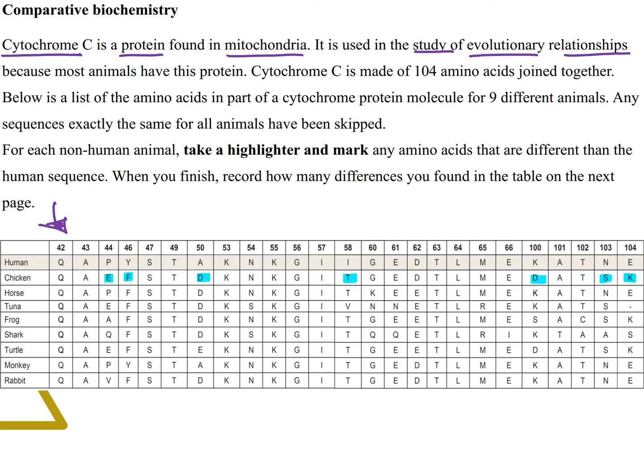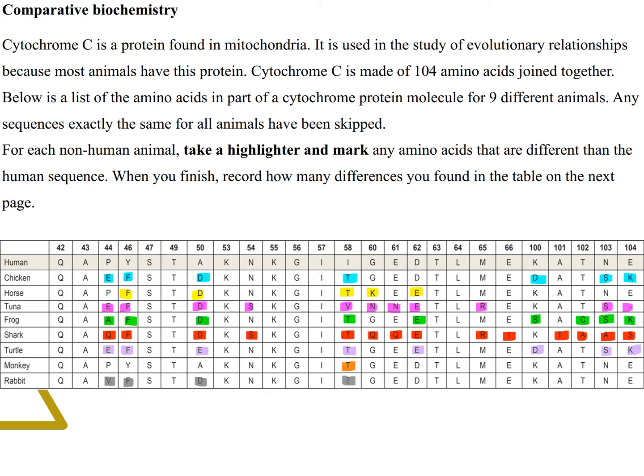What you need to do is, I have done the first example for you. In the case of chicken, I highlighted the different amino acid sequence compared with human in blue. So now, can you do the rest for me? To be honest, it is very time-consuming to highlight all the different amino acids in the horse, tuna, and the frog all the way to the rabbit. So to save time, I have done it for you.